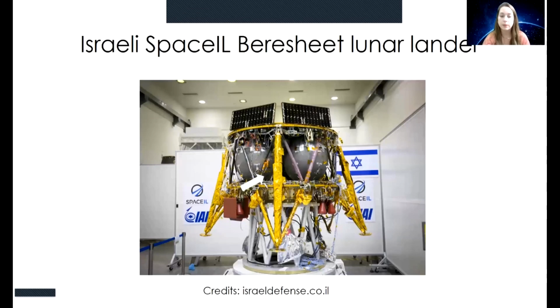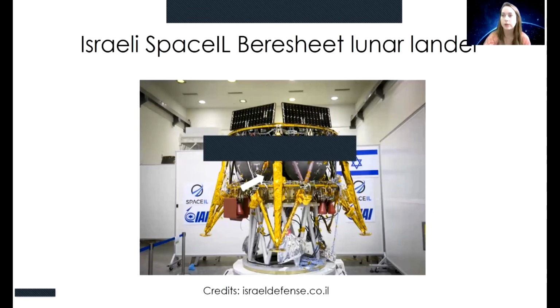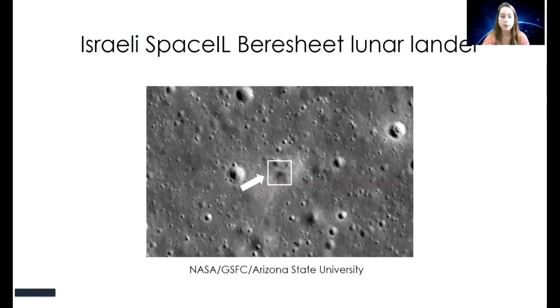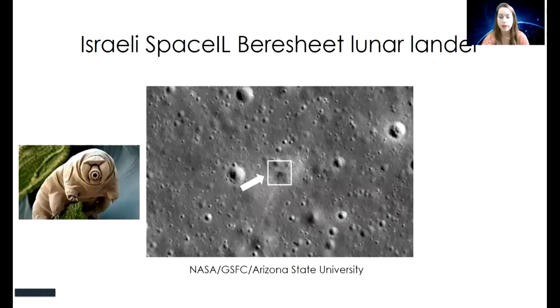A recent example of forward contamination risk is the case of the Israeli space Bereshit lunar lander that I guess all of you heard about. Bereshit's hard landing on the moon in April 2019, while carrying a small payload of tardigrades, which are also known as water bears, raised an intense global debate on both ethical and legal implications of a possible forward contamination event.